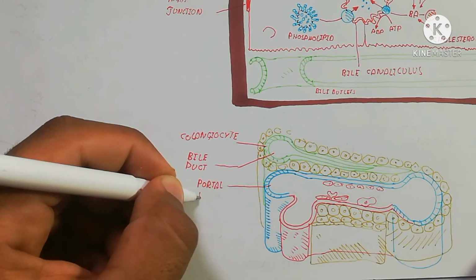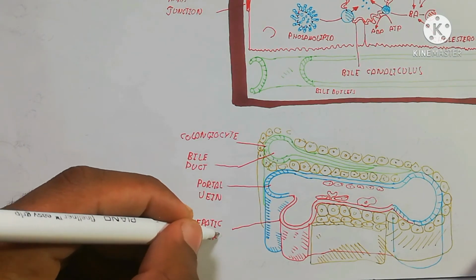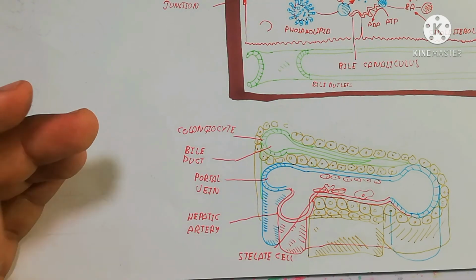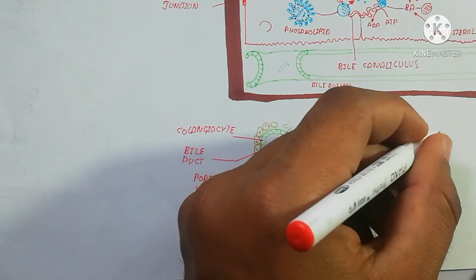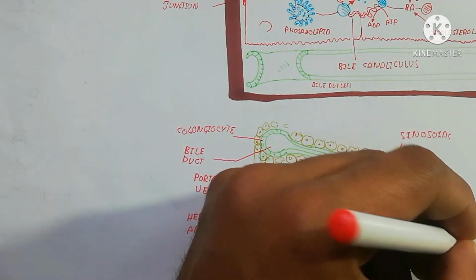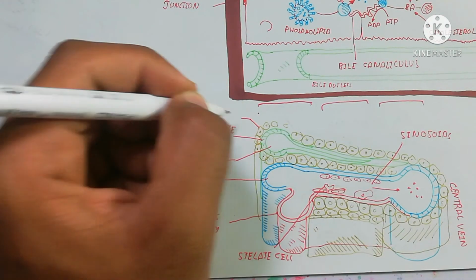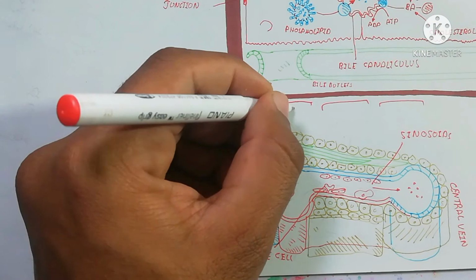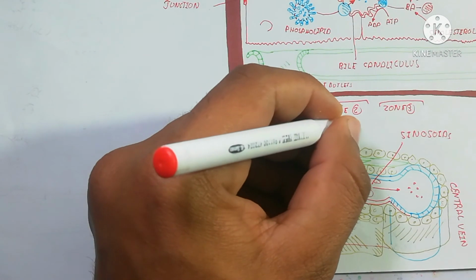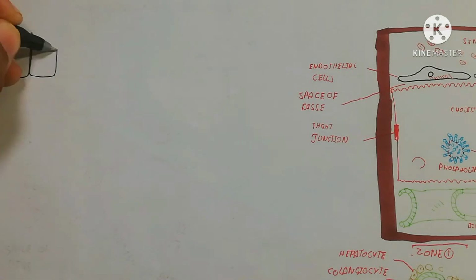And here is the portal vein looking like this, and here is the hepatic artery and stellate cell. The hepatic artery, hepatic vein and portal vein are collapsed together, mixed together, and the mixture goes into the central vein, and this blood is mixed. And here the Kupffer cell is also present. Here zone 1, zone 2 and zone 3 are present, and that is done.